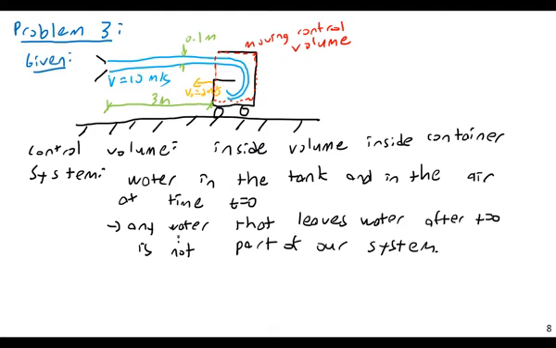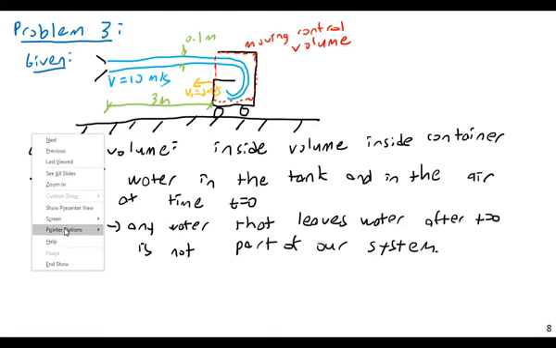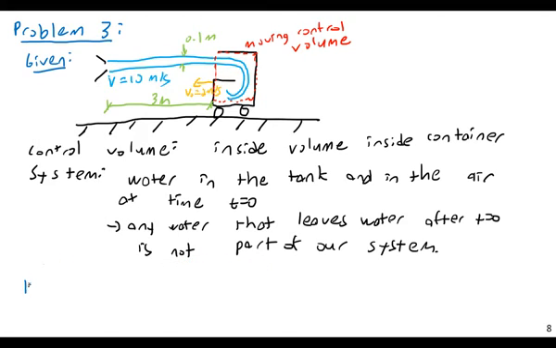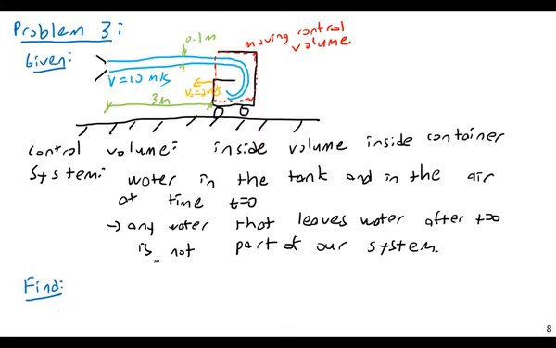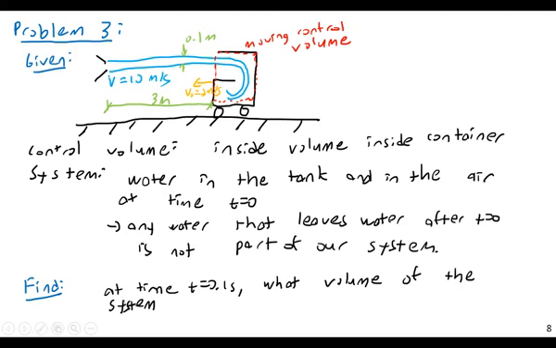And what we are asking for is, find, this problem took way too long to set up, at time t equals 0.1 seconds, A, what volume of the system remains outside the tank, that is, what volume of the system remains outside of the control volume?